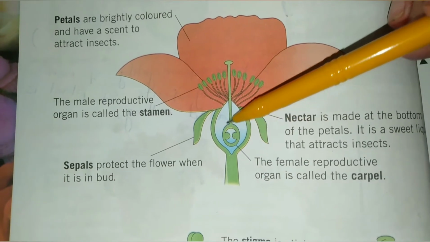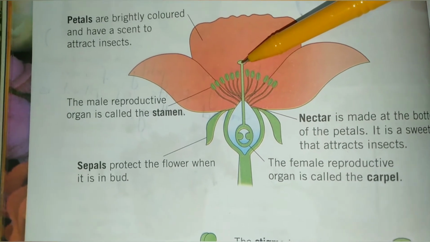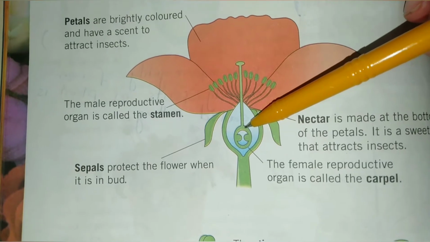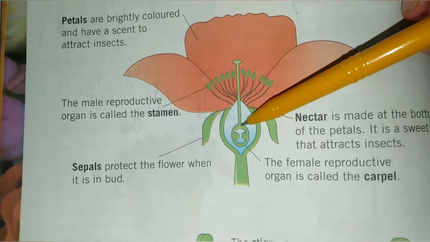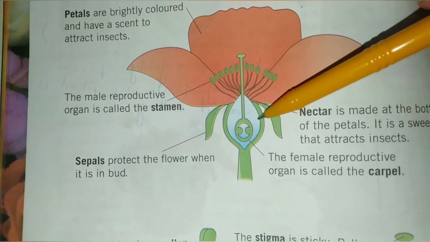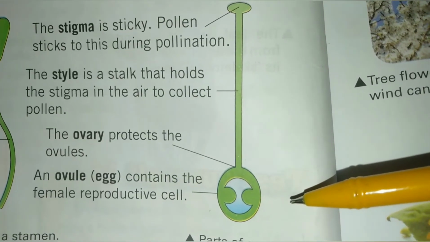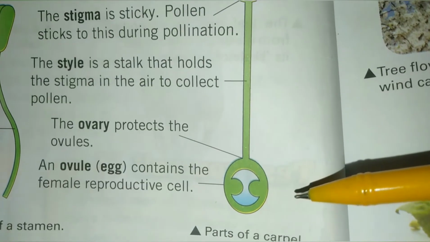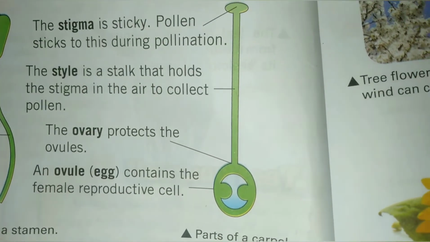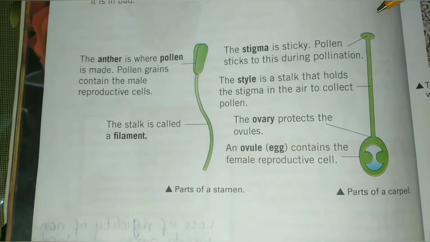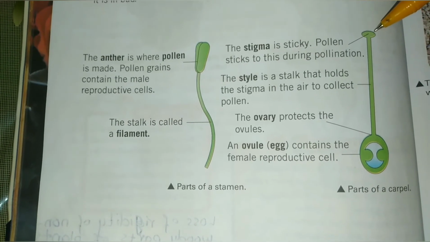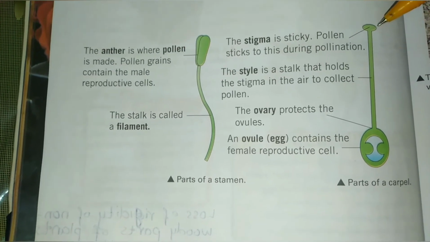Beta, this is the female reproductive part of the flower that contains the female reproductive cell, and it is known as carpel. This diagram shows the structure of the carpel. There are three parts of the carpel. This upper portion, the stigma, is sticky and pollen grains stick to this during pollination.